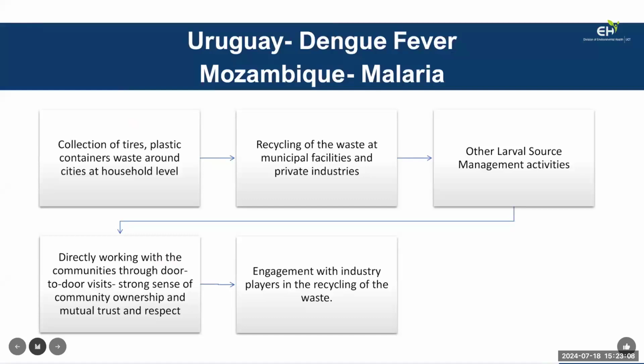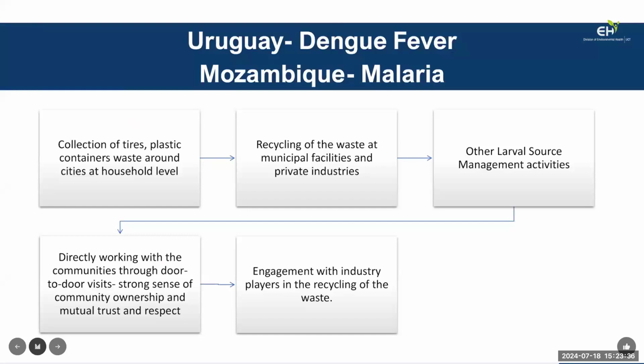And then we come to Uruguay and Mozambique. These two countries, one in South America, the other here in the SADC region, looking at two different vector-borne diseases, dengue and malaria, used the communities in managing waste. Very similar approaches. They went door to door and collected tires, plastic containers, and other such containers where these vectors could be breeding.